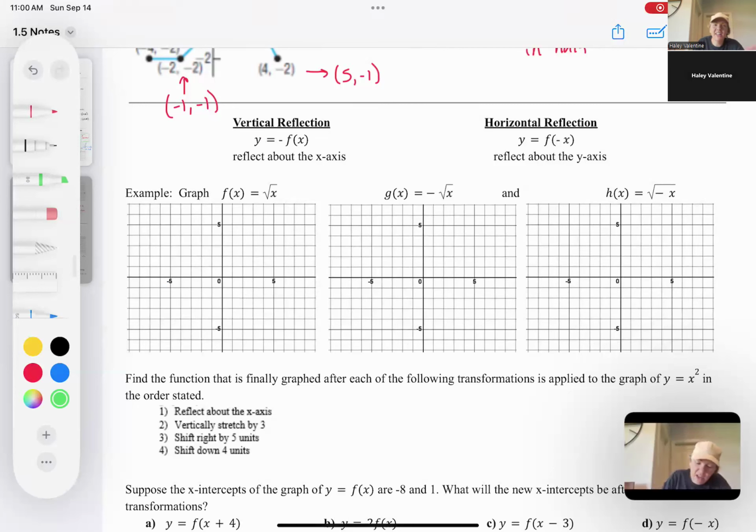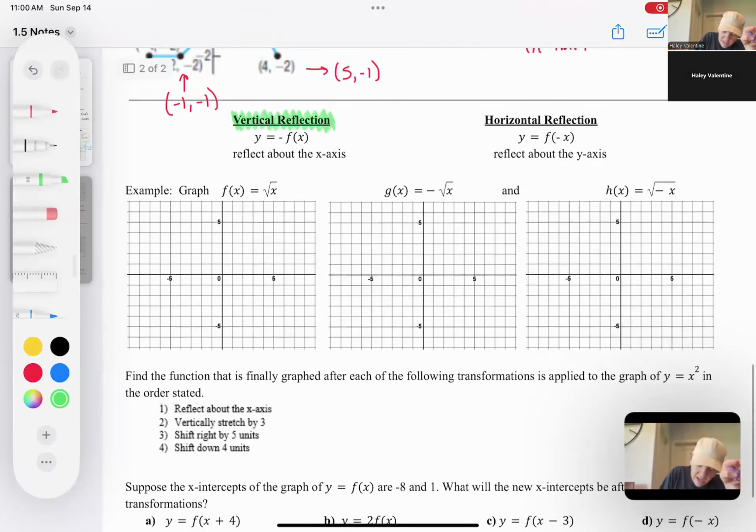And so think about, again, vertical, up and down. That always happens in the equation outside of the function. So for a vertical reflection, okay, that means it's reflecting across the x-axis from up to down, right? So don't think x-axis is left and right. So this is a flip, reflecting across the x-axis.